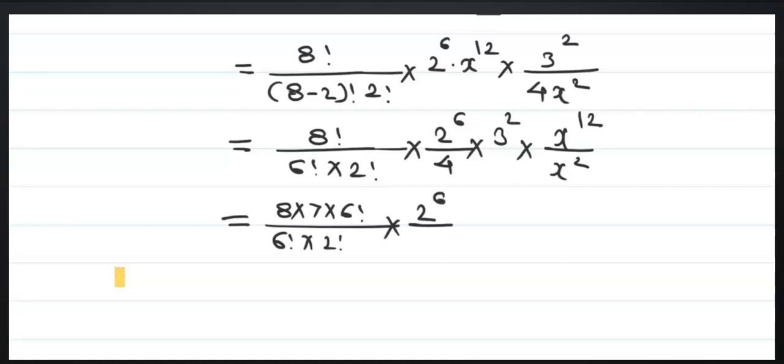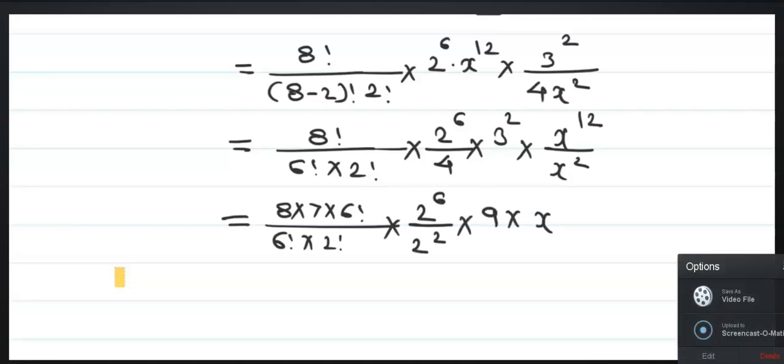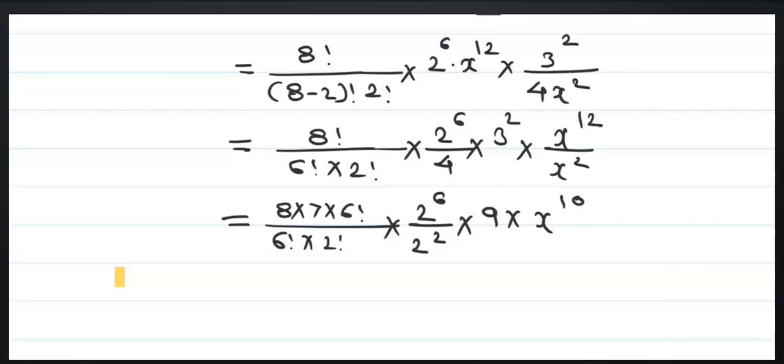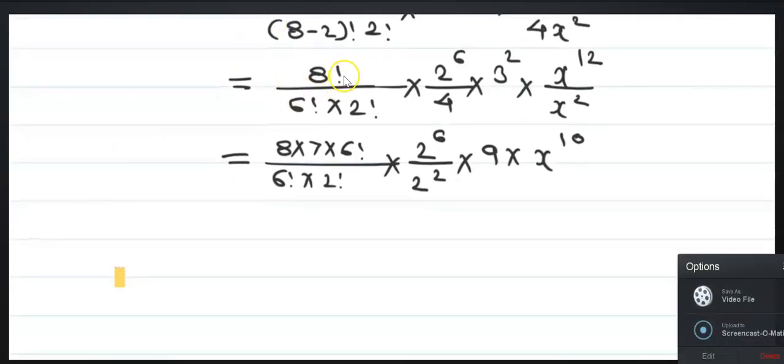Therefore, now see these steps. 8 factorial means 8 into 7 into 6 factorial, divided by 6 factorial into 2 factorial. This 6 factorial gets cancelled. And next, 2 raised to 6 upon 2 raised to 2. Then you will get 2 raised to 4 into 9 into x raised to 10.